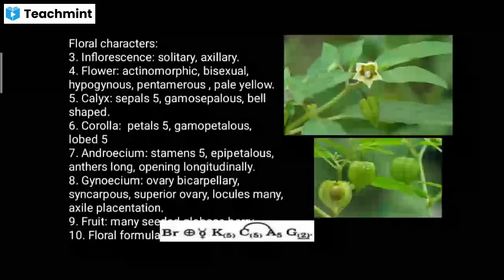Next is about the floral formula. In that there is Br. Br means bract, so it is a bracteate flower. A small bract is present at the base of this flower. Then the second sign is a circle, and in between there is the plus sign. What is this sign mentioned?